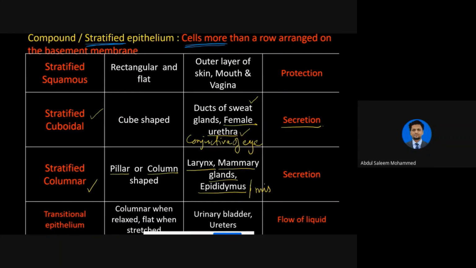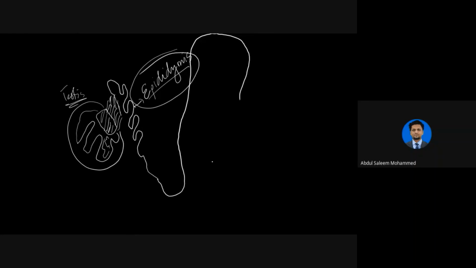Moving ahead, we have transitional epithelium. Transitional epithelium is made up of columnar shaped cells. If you see this epithelium, it has a basement membrane and cells are arranged on the basement membrane. When the tissue is in a resting, relaxed state, you will see that the cells are flat. This is how the tissue is.